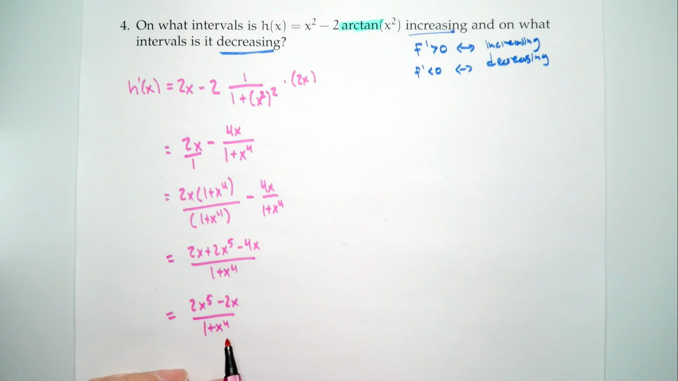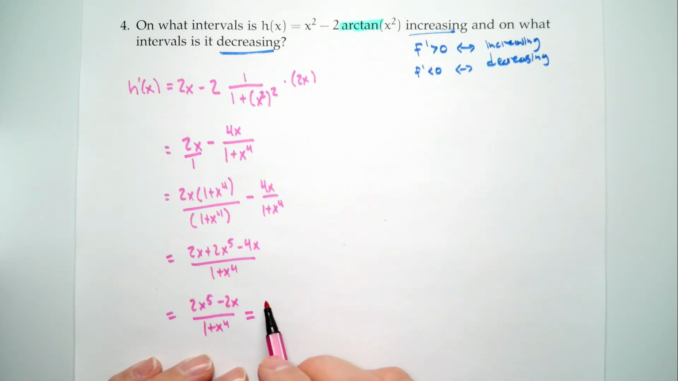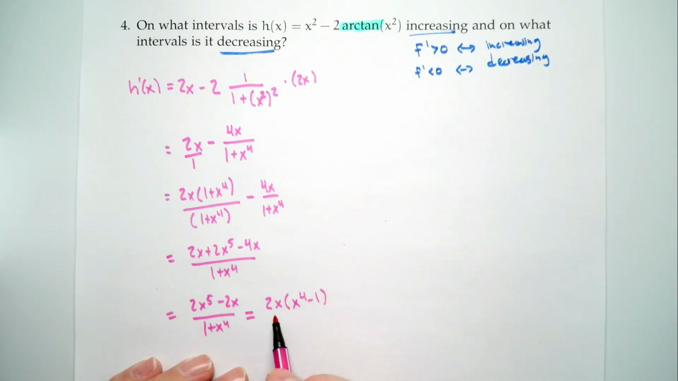Now, let's work on the upstairs. Downstairs, 1 plus x to the 4th, that's always going to be positive. And really, that says the sign is going to be determined by the upstairs part. Both terms have 2x, so let's pull that out. That's 2x times x to the 4th minus 1.